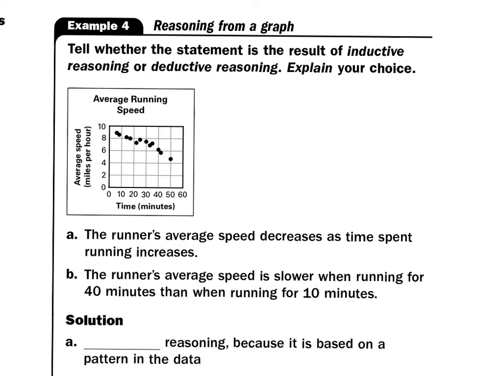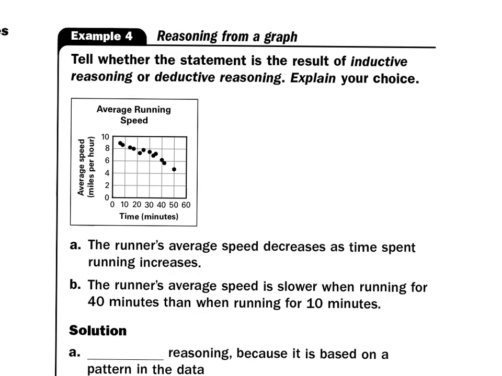Okay, example 4, reasoning from a graph. Tell whether the statement is a result of inductive reasoning or deductive reasoning. Explain your choice. A. The runner's average speed decreases as time spent running increases. Okay. What are we using? Are we looking at patterns and then making a conjecture? Or are we looking at data and then using a logical argument? So this is patterns, isn't it? So this one is inductive.